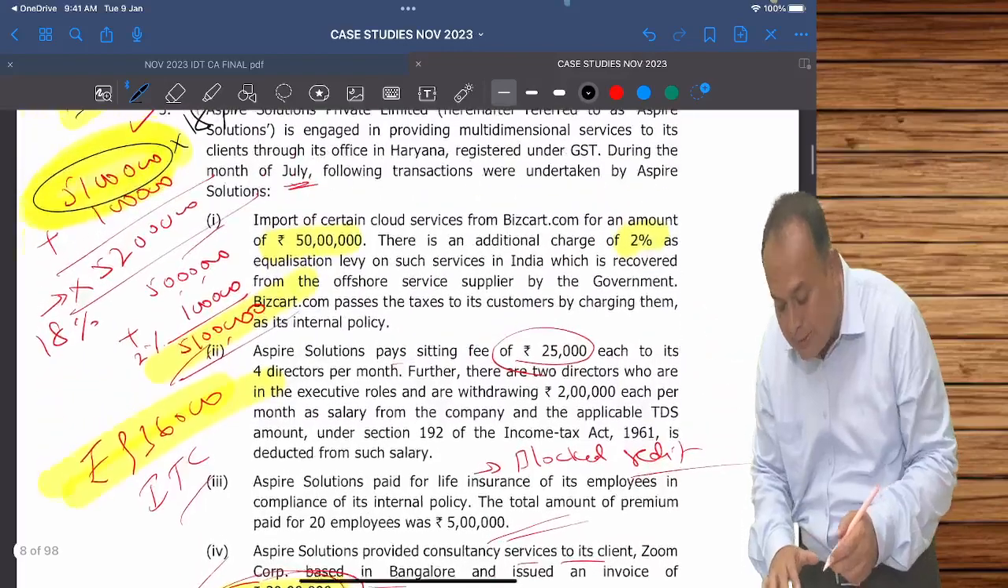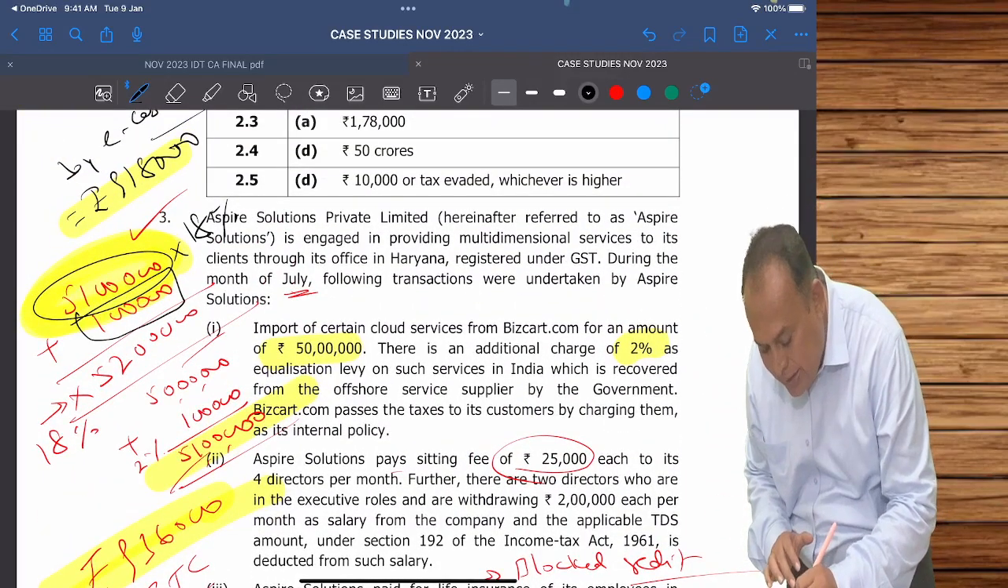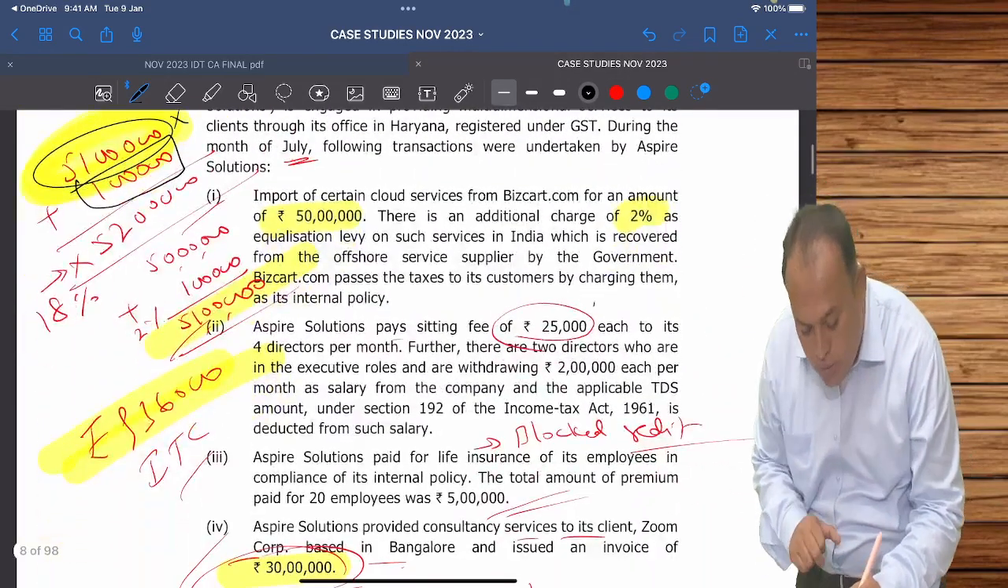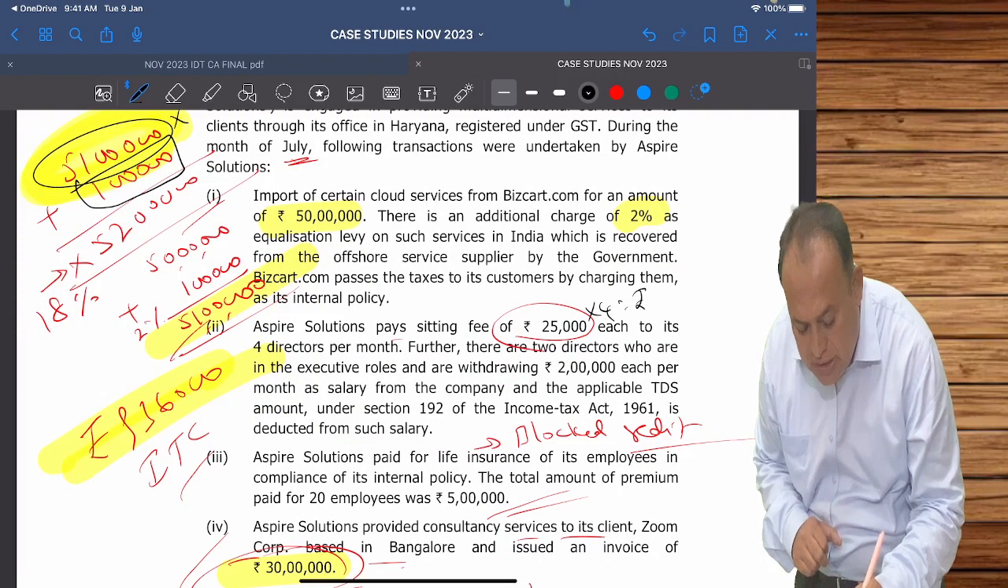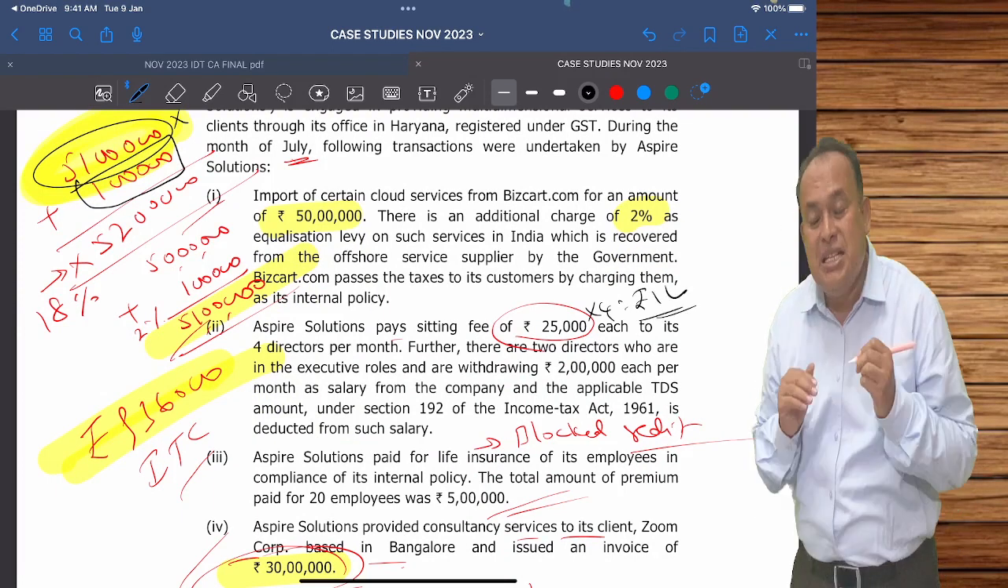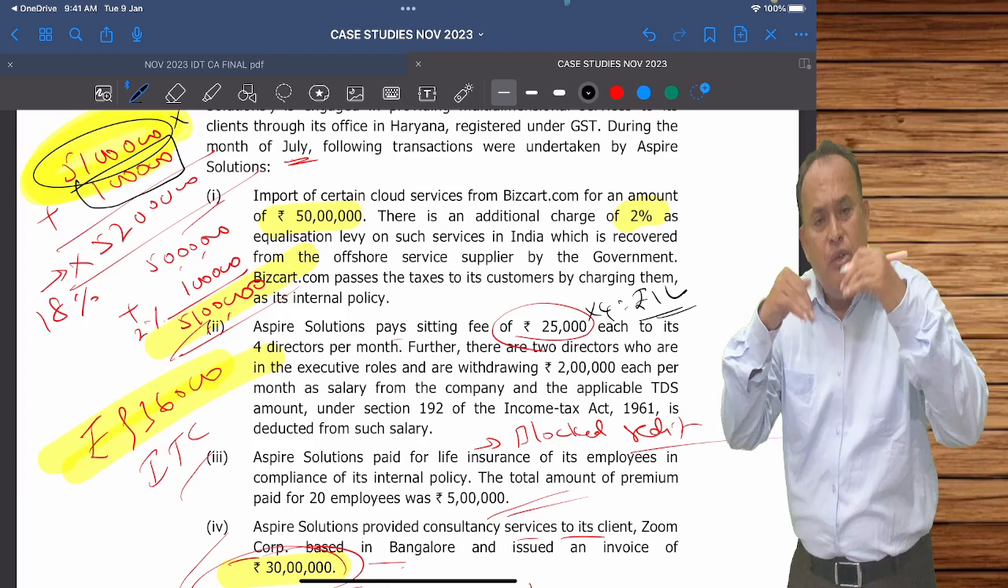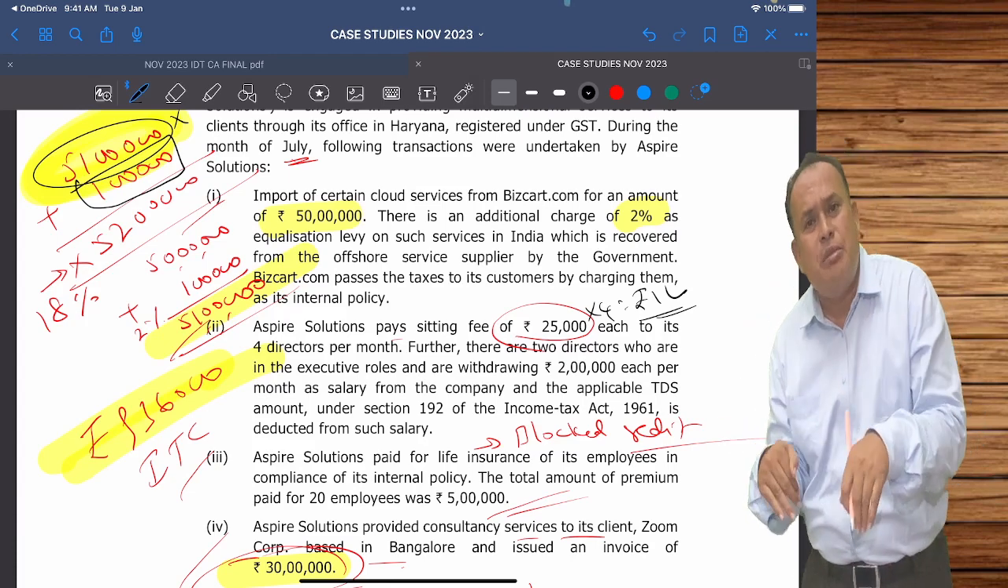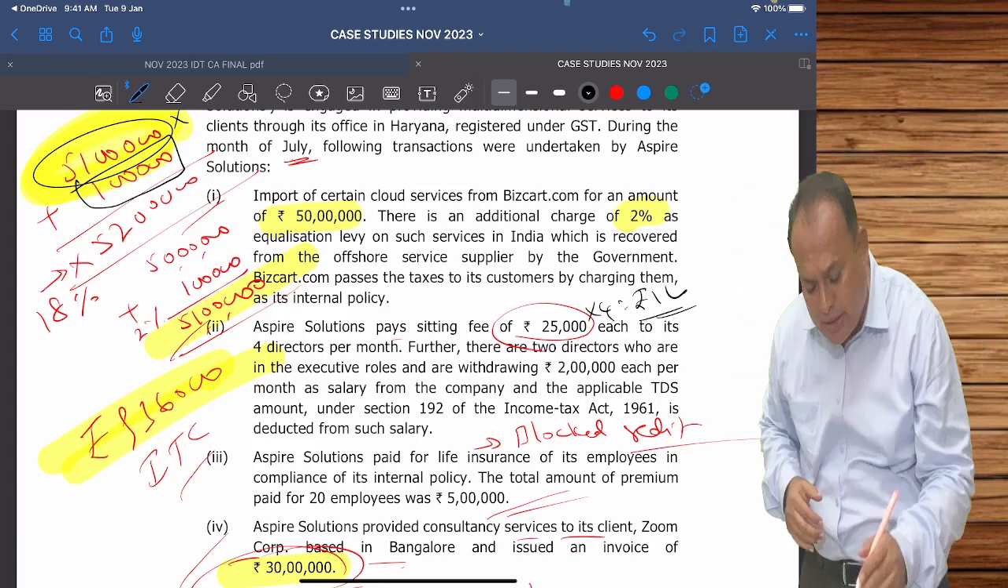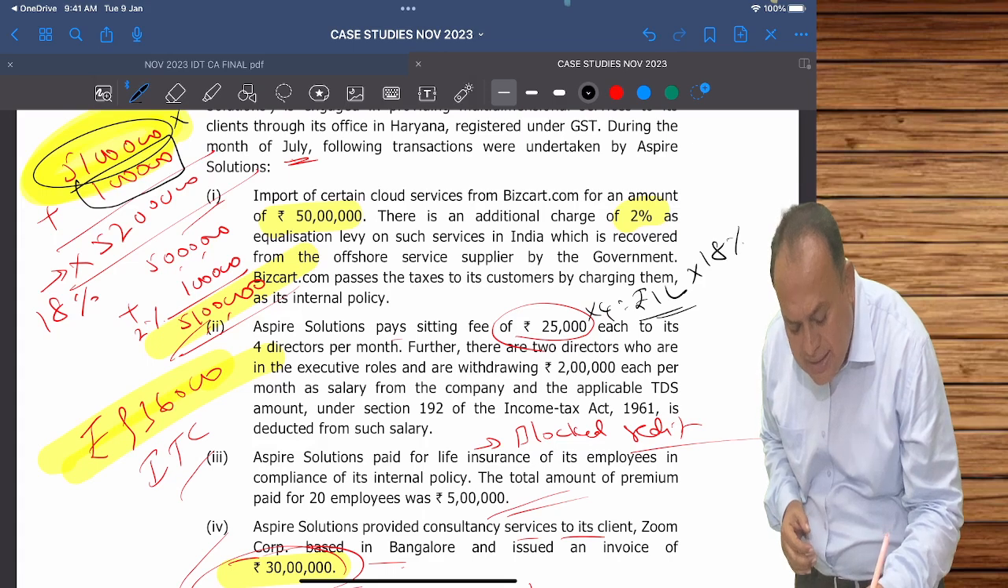No, my dear sir. This 1 lakh, how you got? 25,000 into 4 directors, which is 1 lakh. Which is 1 lakh is what? Inward supply, sitting fees, RCM applies, has to pay by electronic cash ledger on 1 lakh. 18% is there, no, which is 18,000.